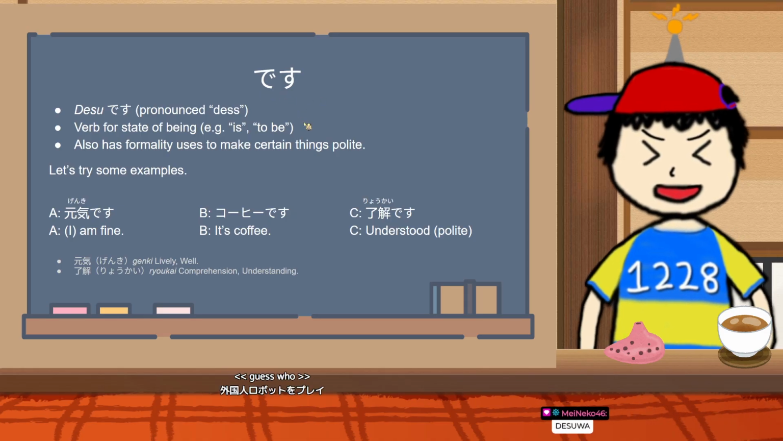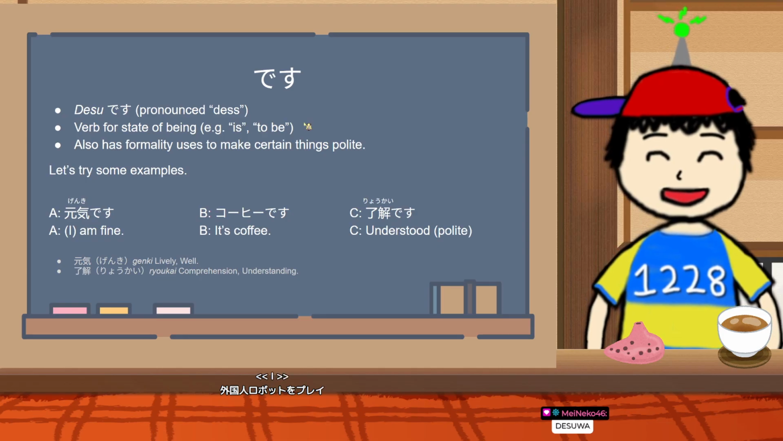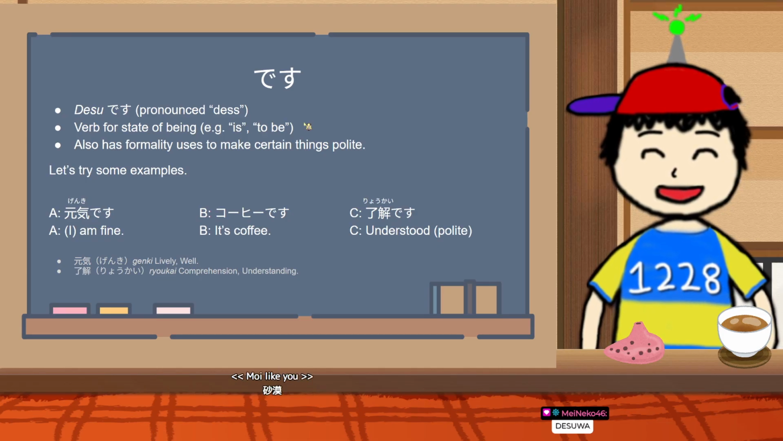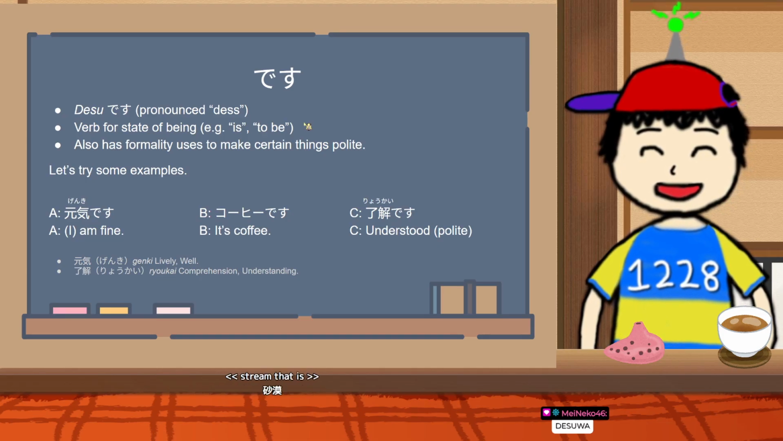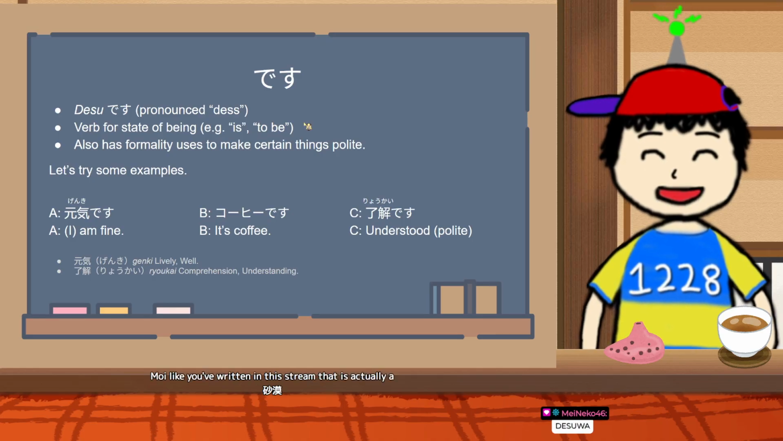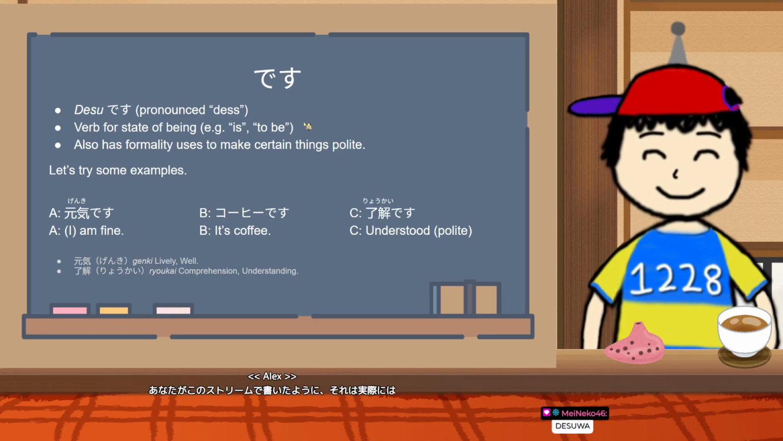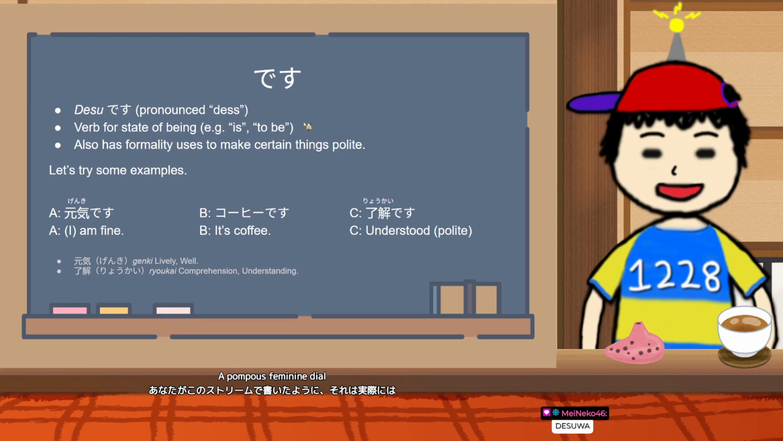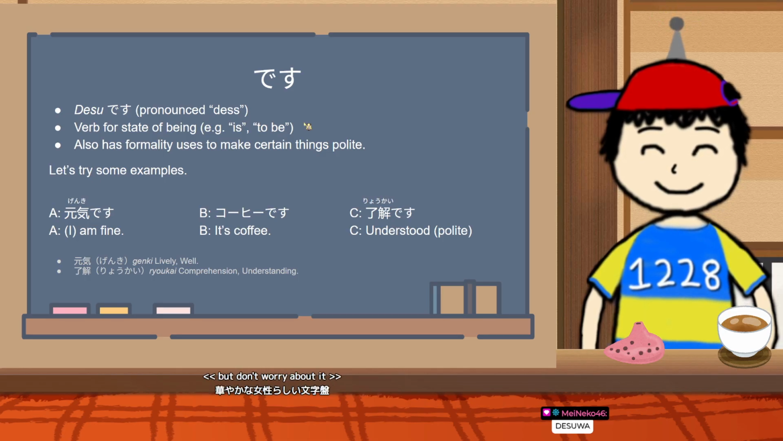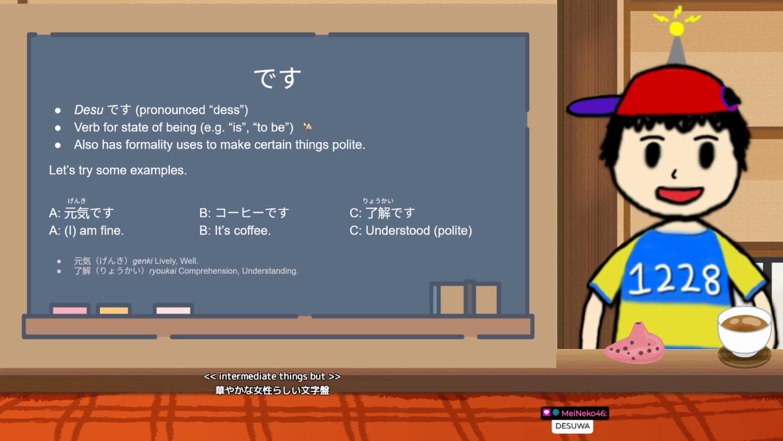Desu wa. I will not be covering wa like you've written in this stream. That is actually a feminine dialect that you have given. A pompous feminine dialect. But don't worry about it. That is a not too intermediate thing, but it's not something I'll be covering.